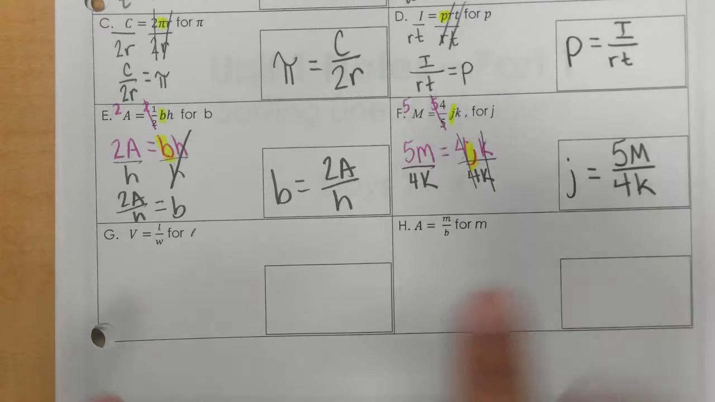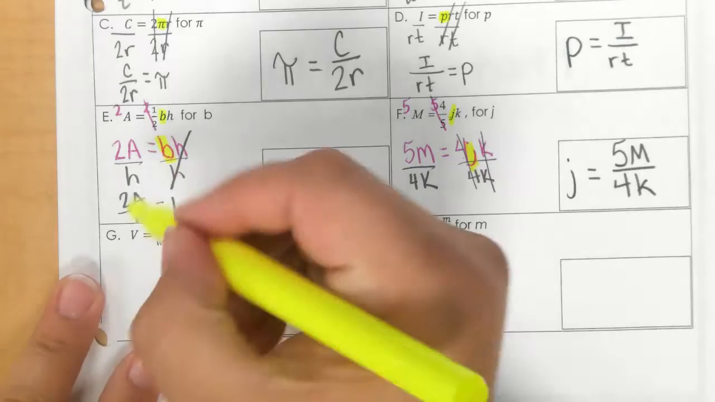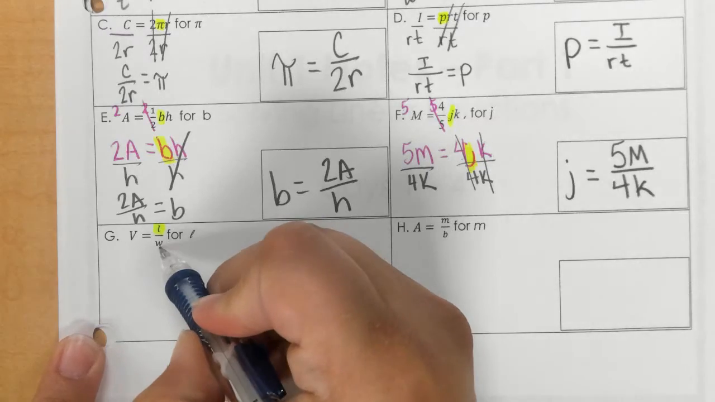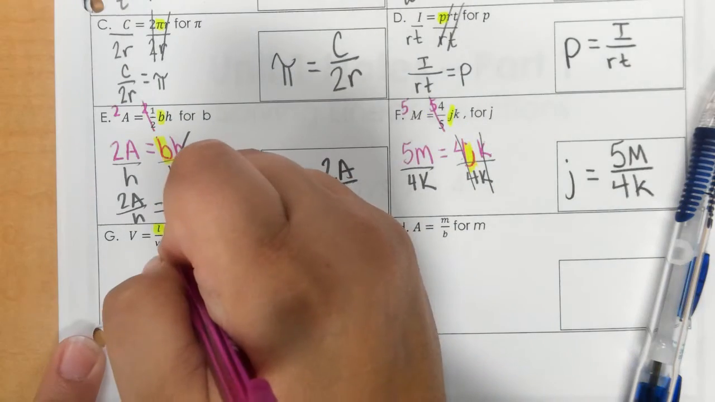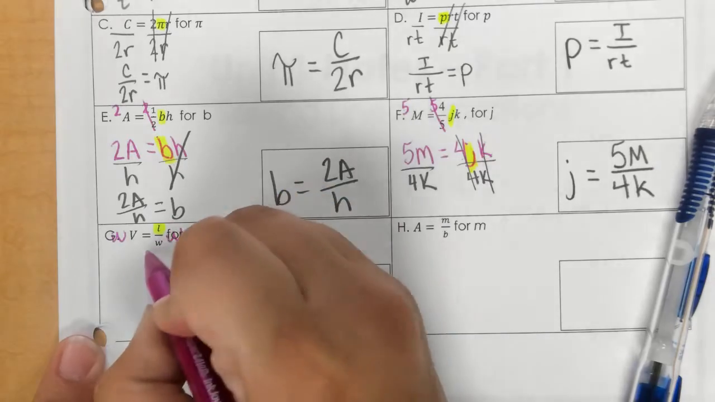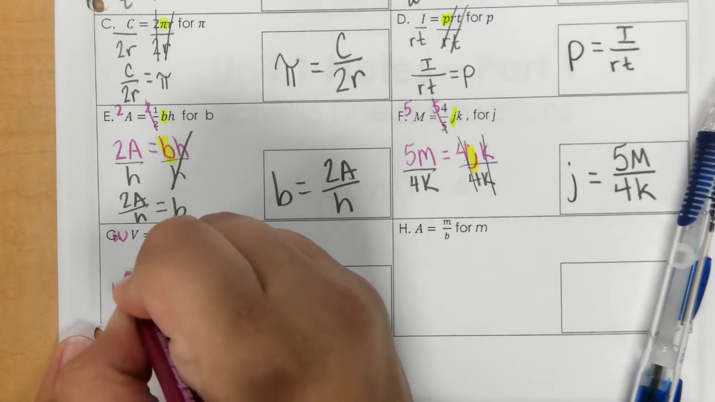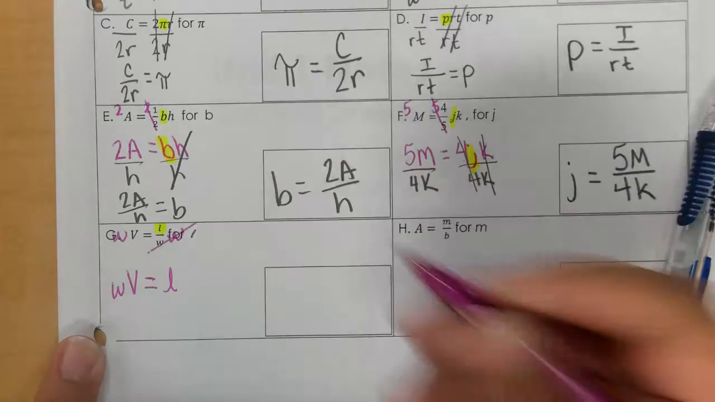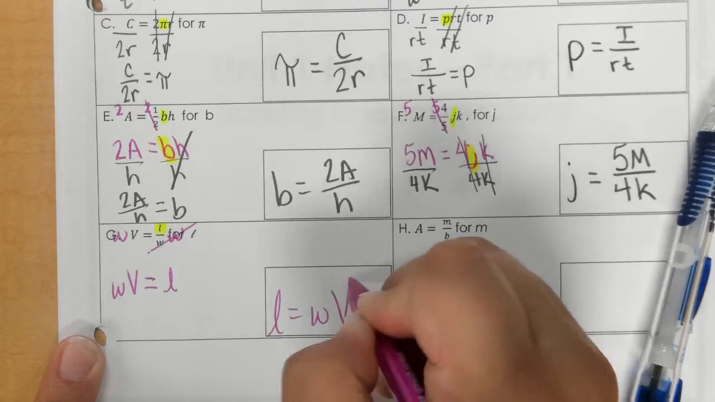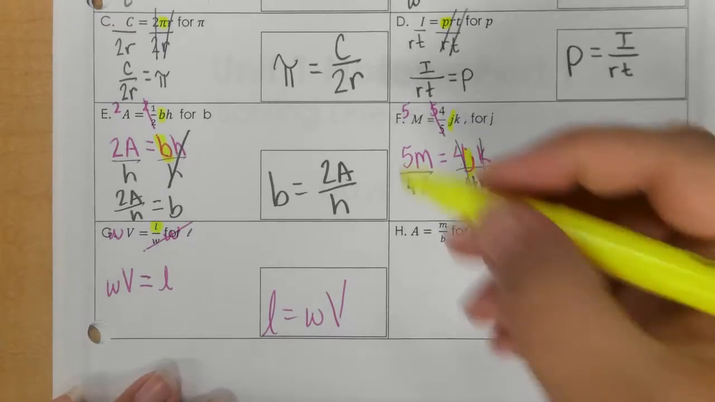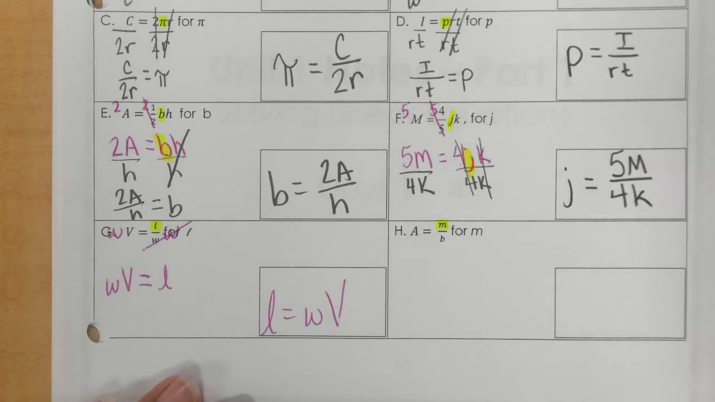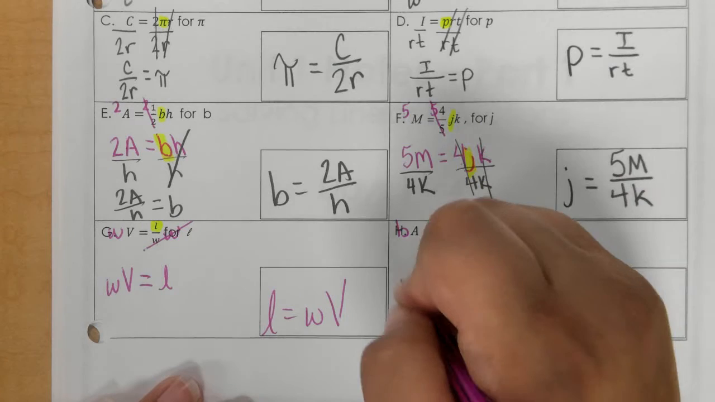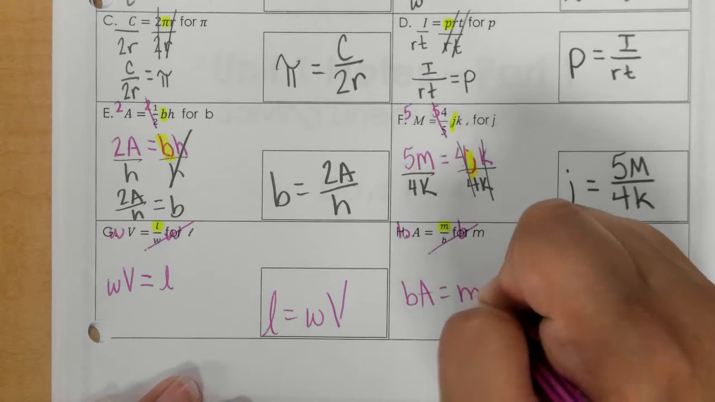Then for the bottom two, it says here that we want L by itself. So the opposite of this L divided by W is multiplying both sides by W. So these W's cancel, and we have WV equals L. Okay. And then over here for H, the same exact method. We have M divided by B, so we're going to multiply both sides by B, and that gives us BA equals N.